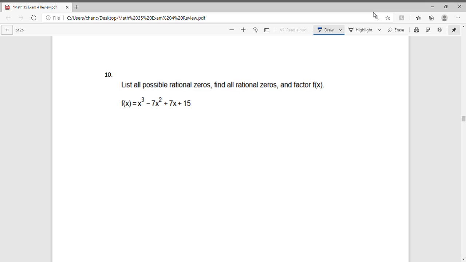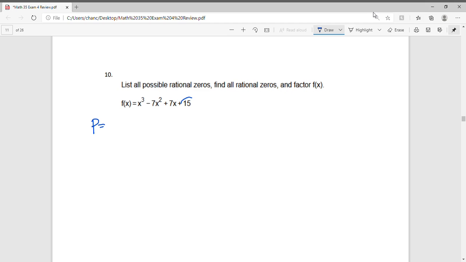Question 10. Let's list all possible rational zeros. Find all the rational zeros and then factor f of x. f of x equals x cubed minus 7x squared plus 7x plus 15. Let's use the rational root theorem.